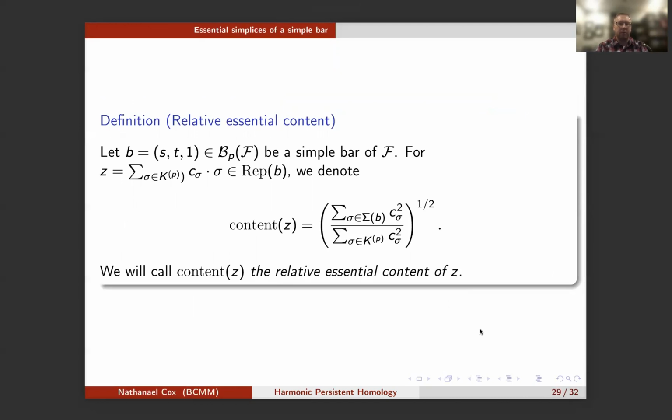So to capture that idea, we define relative essential content. So if you have a simple bar and a chain Z that represents that bar, we can denote the content of that chain as this sum over the coefficients of Z that are essential, over the sum over all of the coefficients of Z. And this is what we call the relative essential content of your chain.